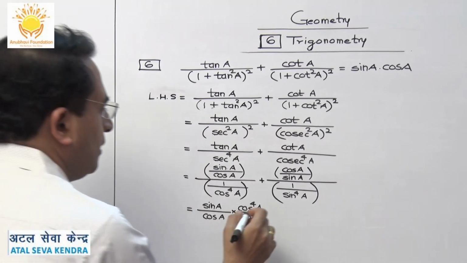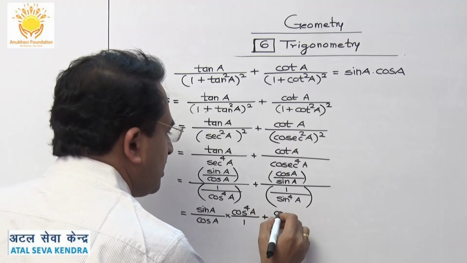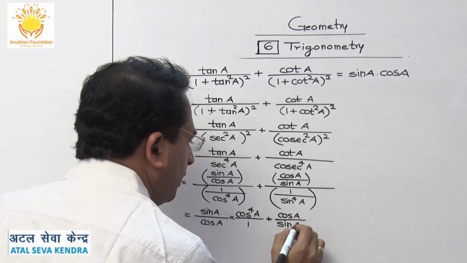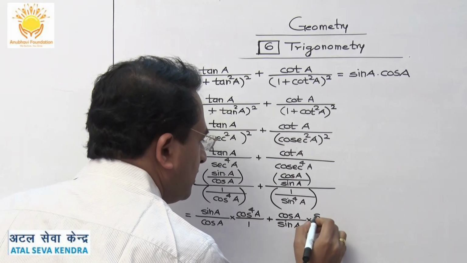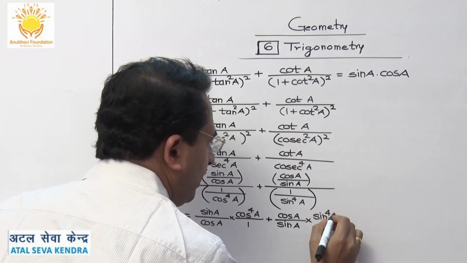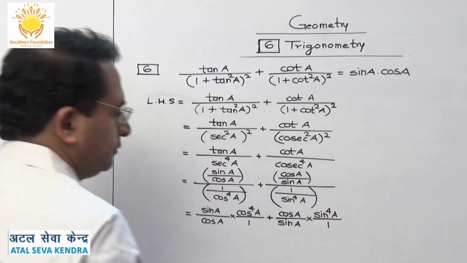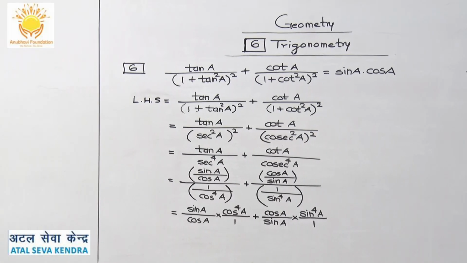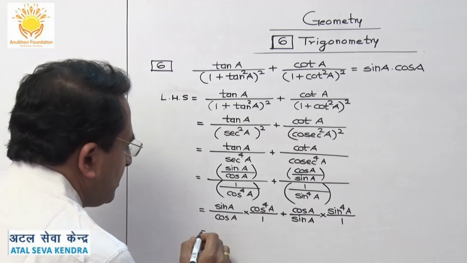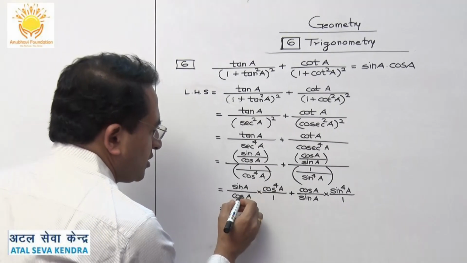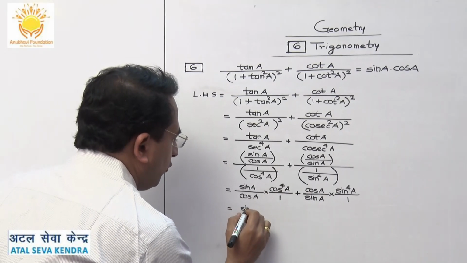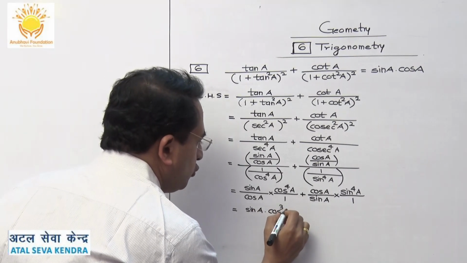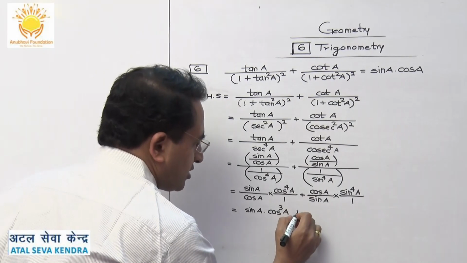Then plus this is cos of A upon sine of A. Multiply this by sine raised to 4A upon 1. See, this is the way we normally simplify. Now what will happen here? There is one cancellation of cos. Therefore, what will remain in the next part is sine of A and cos cube A, plus.